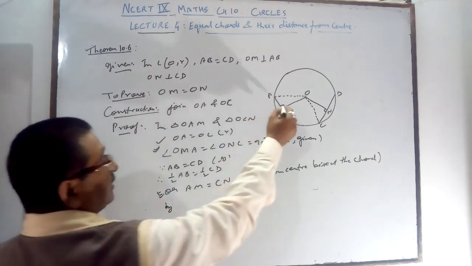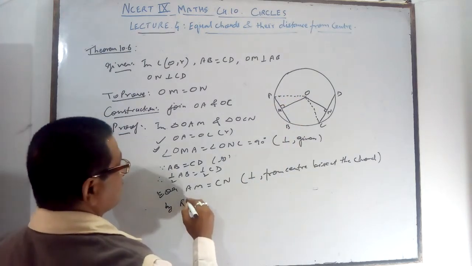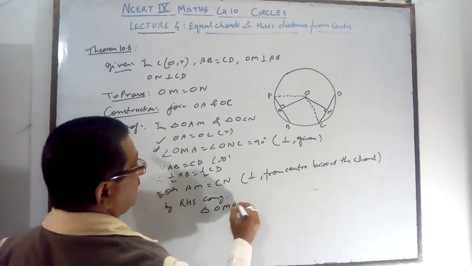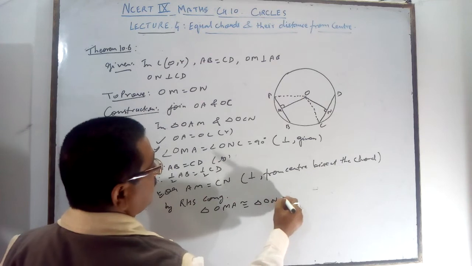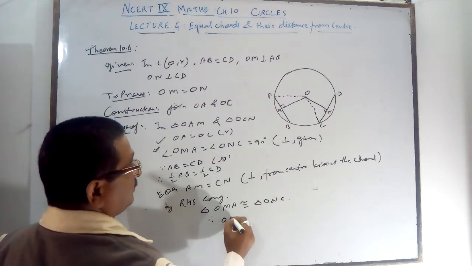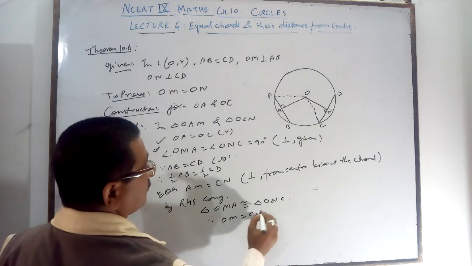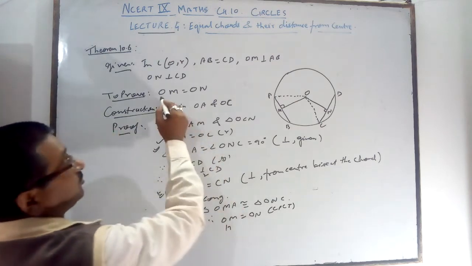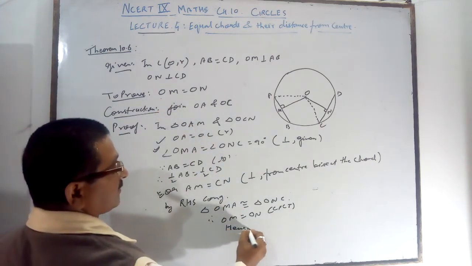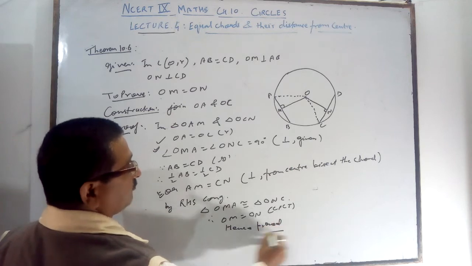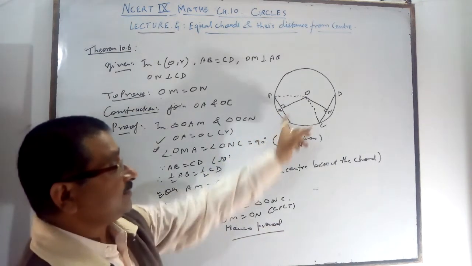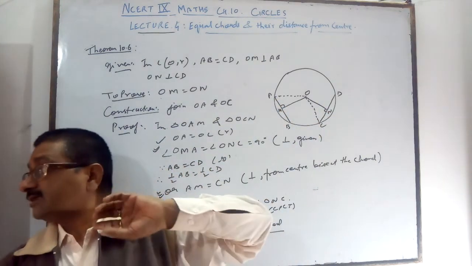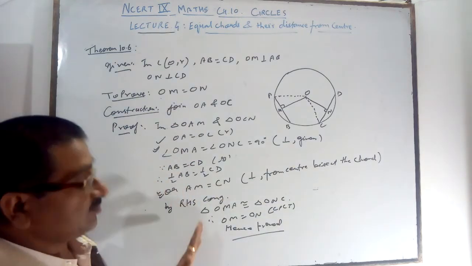So by RHS congruency, right angle, hypotenuse, side, what are you getting? Triangle OMA is congruent to triangle ONC. So OM is equal to ON by CPCT. Hence proved. Perpendicular from the center bisects the chord, that is the previous theorem you have applied. So if chords are equal, then they have equal distance from the center.